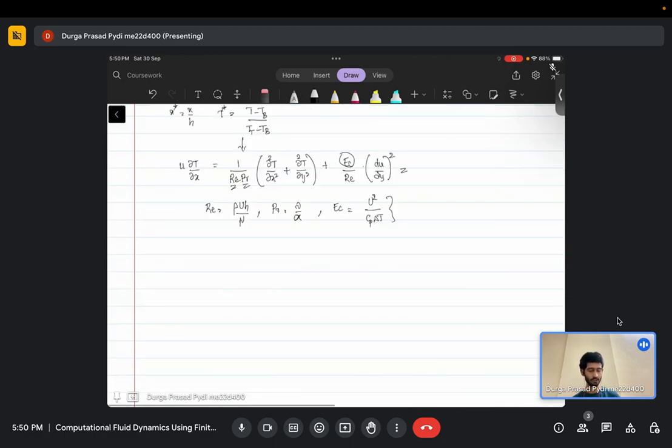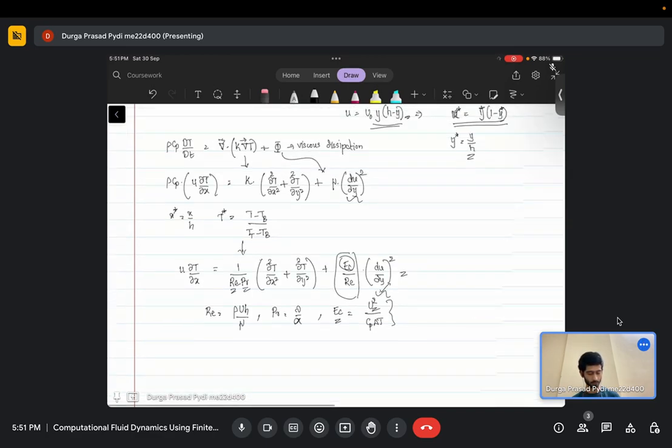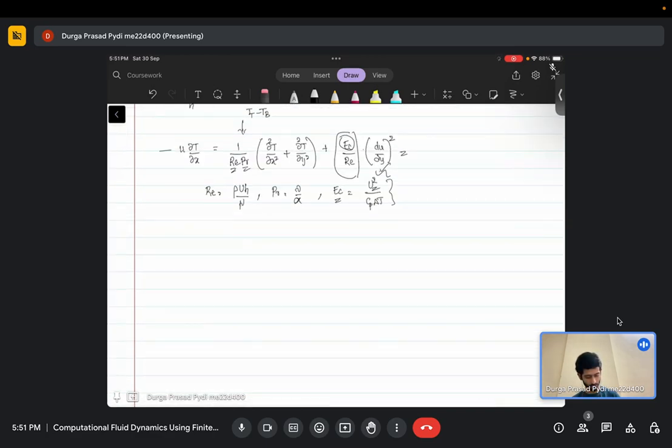What this essentially tells you is that only if the Eckert number is too high does your dissipation term become significant, and for the Eckert number to be too high, you need very high speed flows. Only when the flow speed is very high does this particular number become significant and the second term add up. Now if we see this particular equation, we'll take this equation.